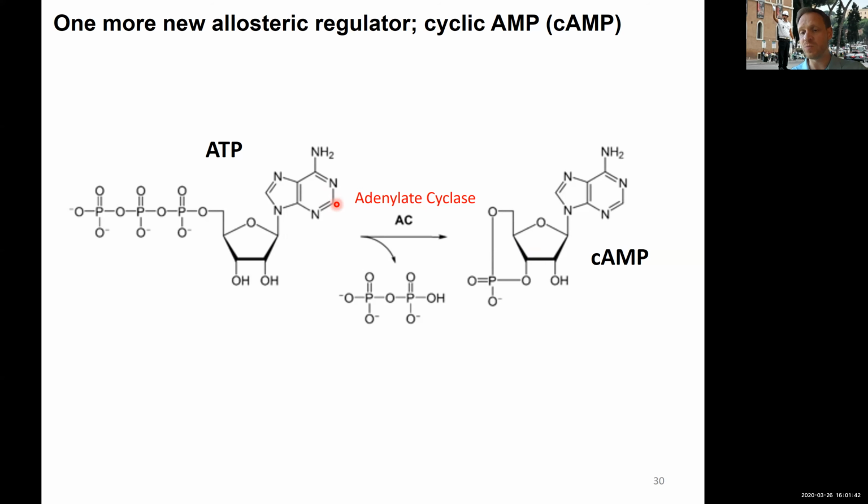So you just want to remember the name and maybe that it's coming from ATP. You don't have to remember the structure. What I want you to focus on is the fact that it's an important allosteric regulator, and we'll see its function in the next slides.